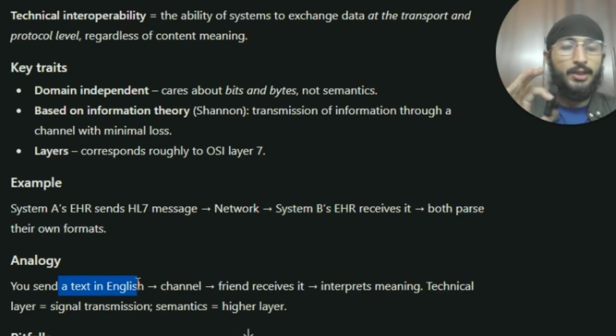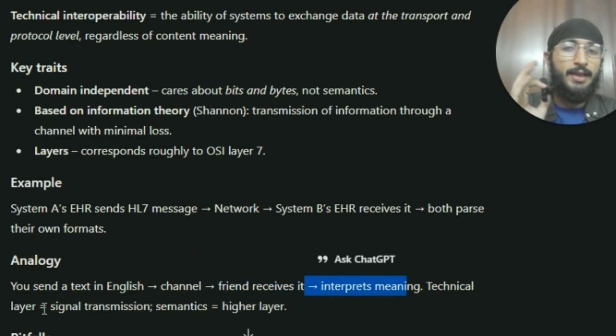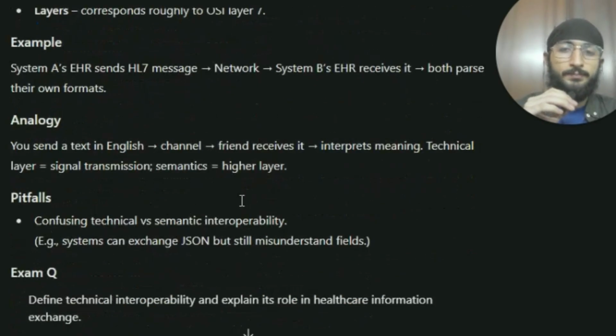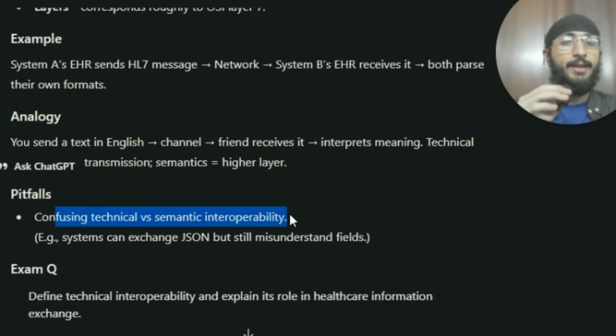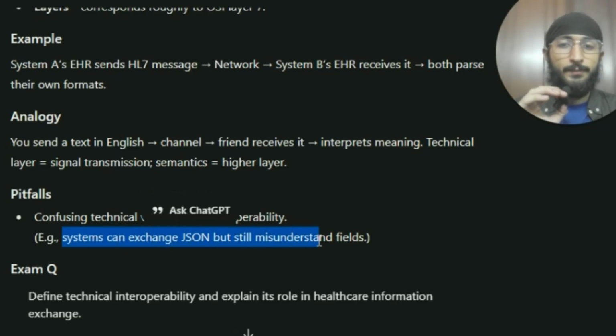Analogy: you send a text in English to a channel, and the friend receives it and interprets the meaning. So the technical layer is for the signal transmission, and semantics is for the higher layers of OSI. Pitfalls: confusing technical versus semantic interoperability. For example, systems can exchange JSON but still misunderstand fields, right?